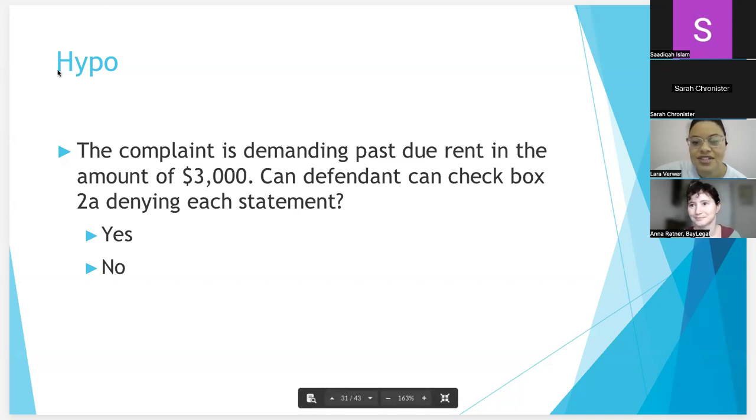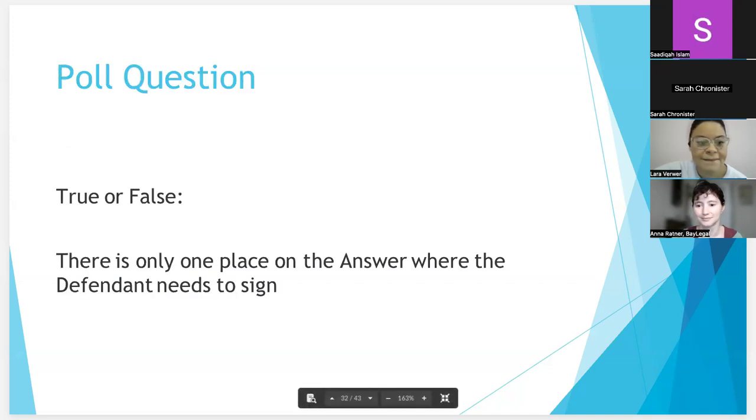The defendant wants to deny as much as possible. Next slide. And then true or false: there is only one place on the answer where the defendant needs to sign.